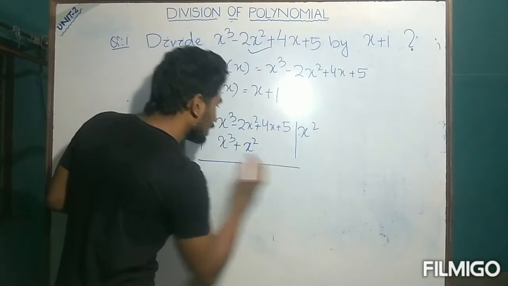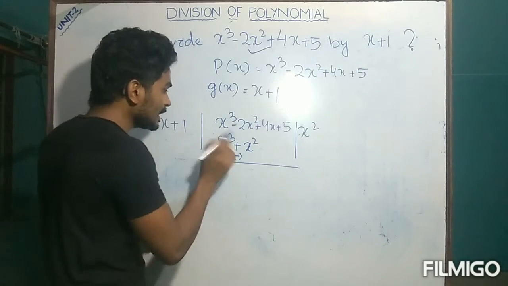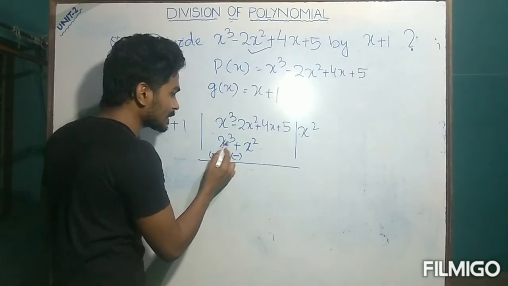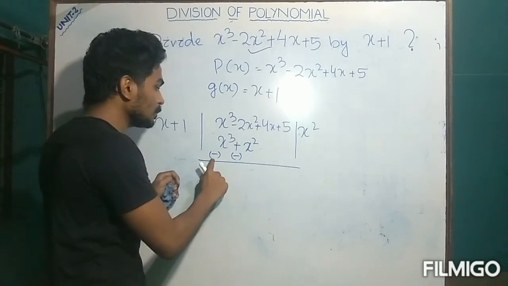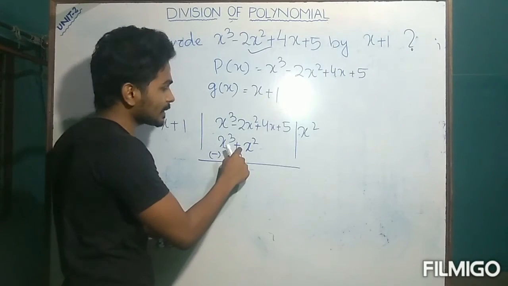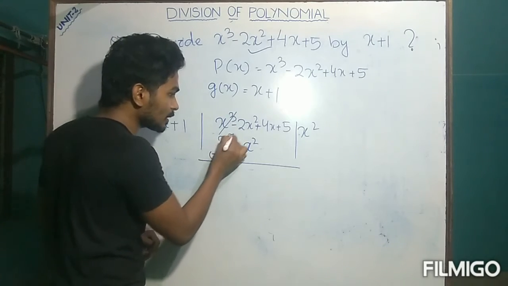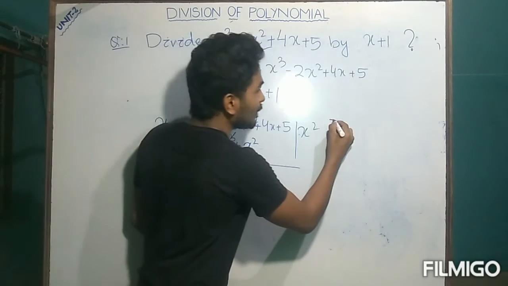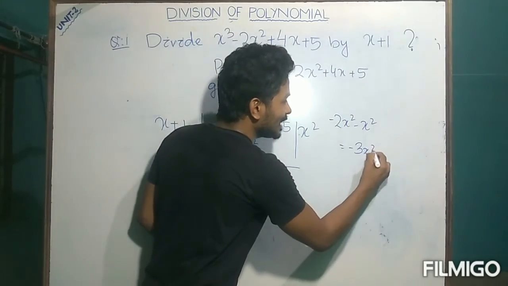Then simply subtract them by changing their signs. Since the new sign is here, the original sign of the term has vanished. Here the original sign of x cube is plus, it has vanished. Here the original sign of x square is plus, it has vanished. So the new sign will be minus, here also minus. Then see, it has sign plus, it has sign minus, so these two terms will be cancelled. Now we have minus 2x square minus x square. It will be how much? Minus 3x square.